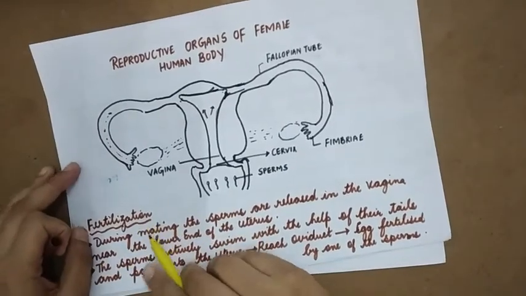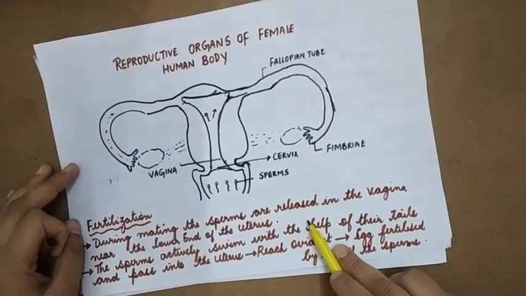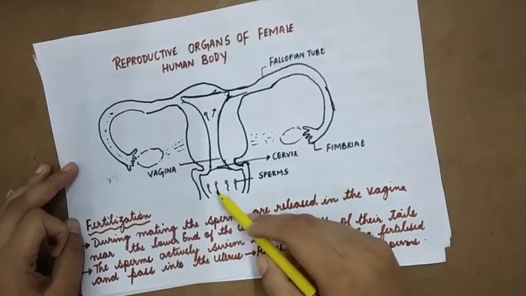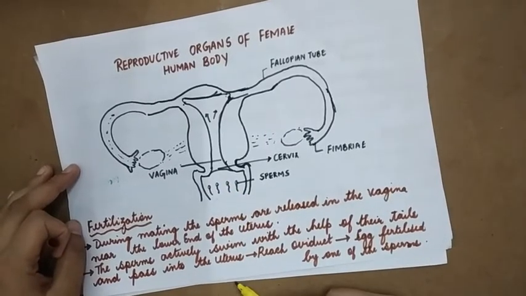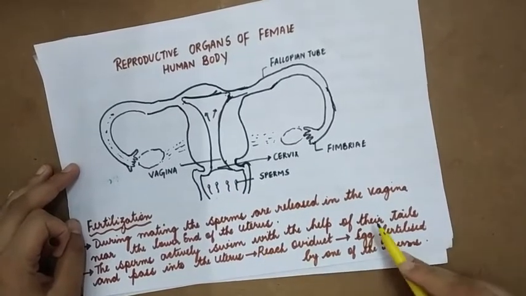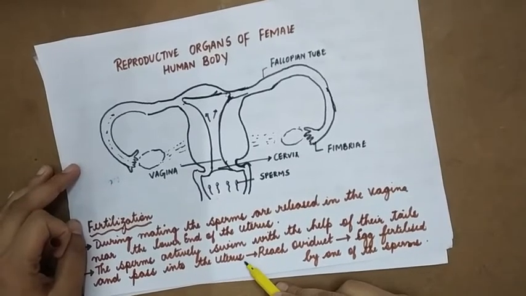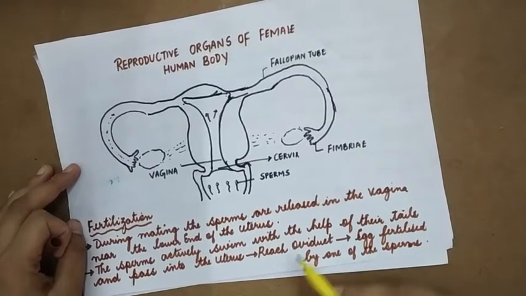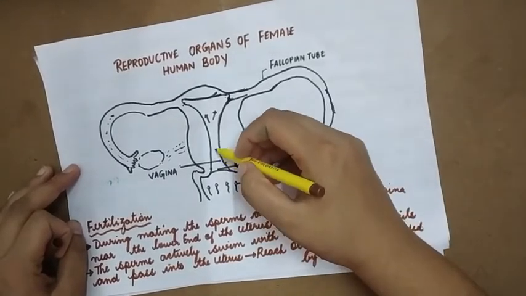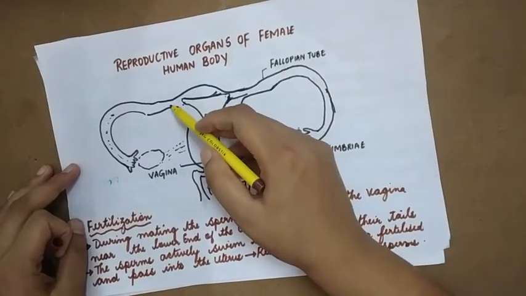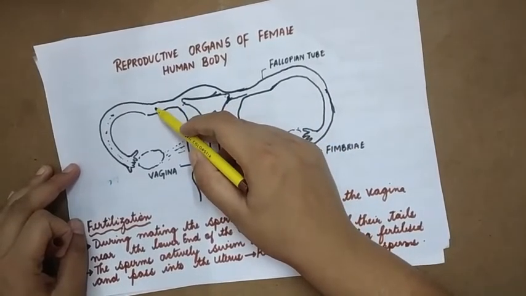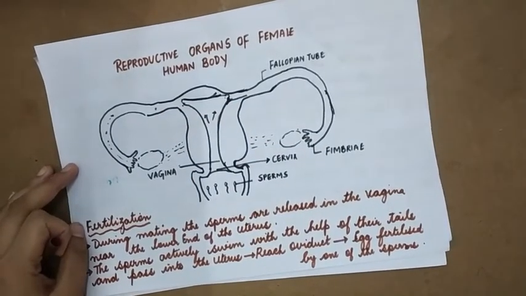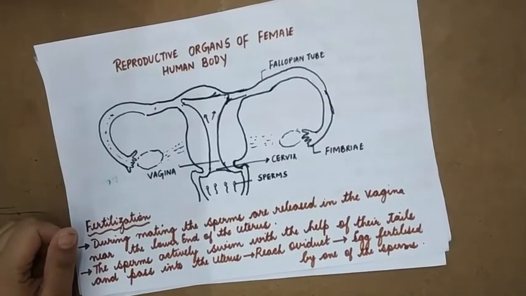Next, moving on to fertilization. During mating, the sperms are released in the vagina near the lower end of the uterus. The sperms actively swim with the help of their tail and pass into the uterus, and they reach the oviduct, and the egg is fertilized by one of these sperms. So from the vagina it passes all the way up and enters the fallopian tube. Here in the upper end of the fallopian tube, fertilization will take place, and it is just one of the sperms that fertilizes the egg.